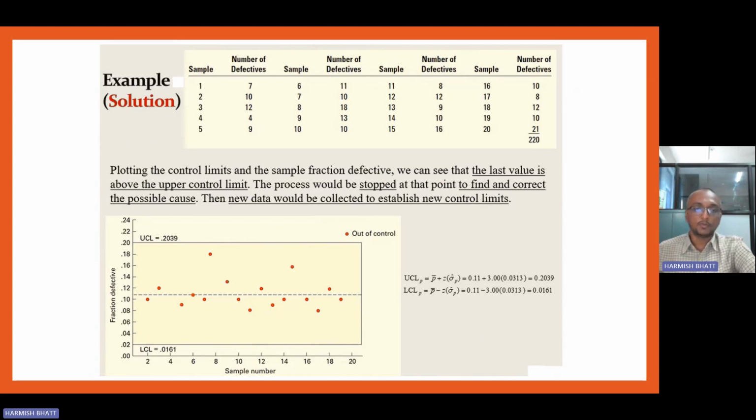So from this P chart, we can say that the process is not under control and some corrective actions are required. In this way, the P chart can be prepared.